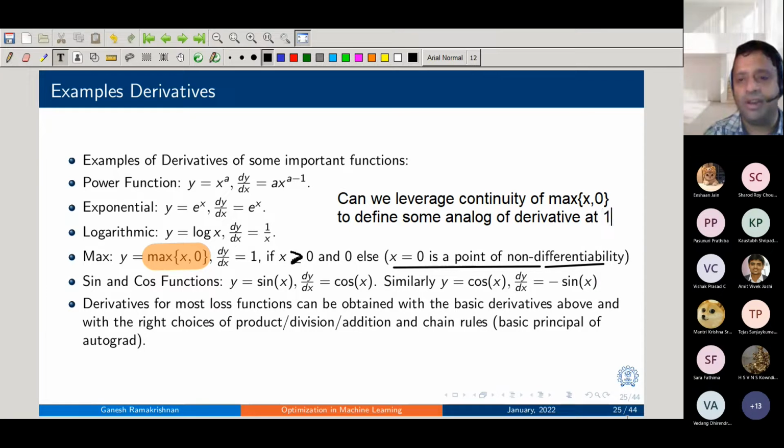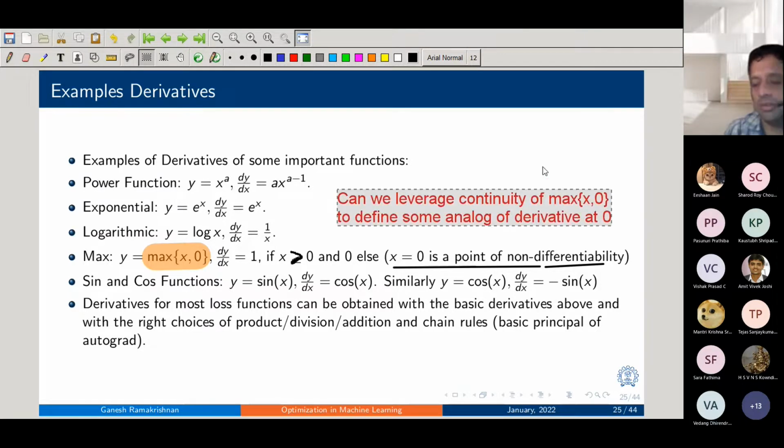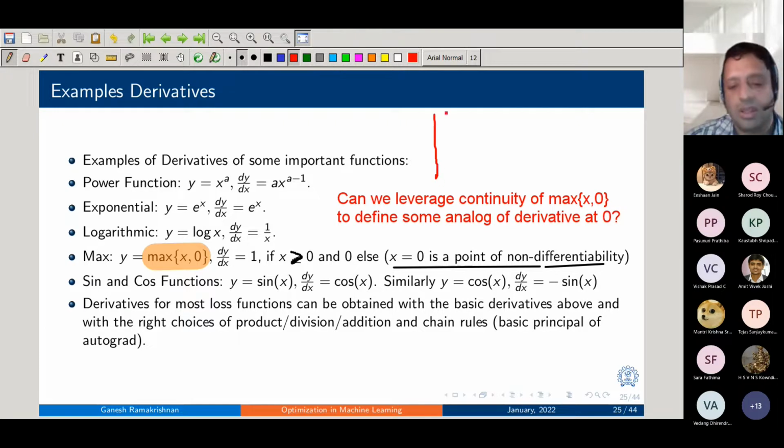And we're looking at the analog of the derivative at 0. At other points we don't have a problem. So any suggestions? If you look at the form of the function, what does it look like? What's the form of the function? It looks like a hinge. Hinge, yeah.